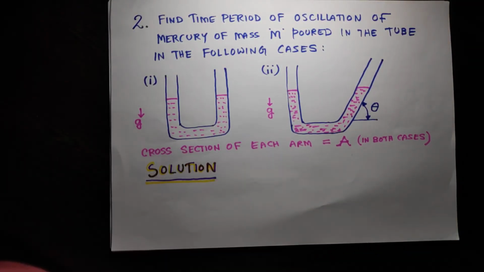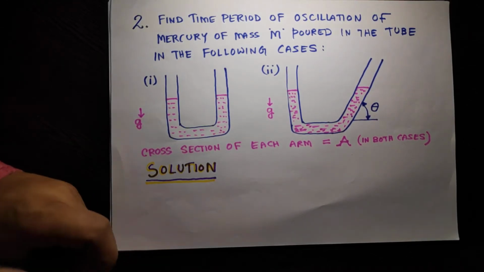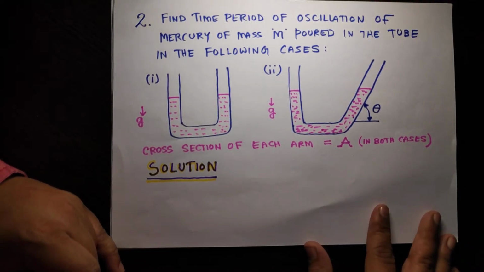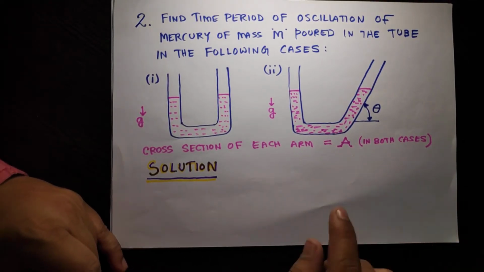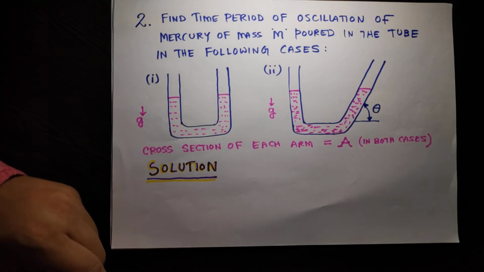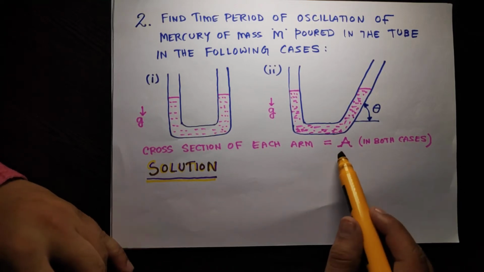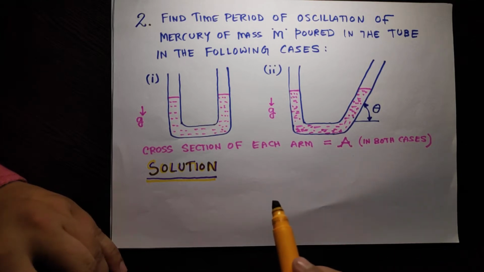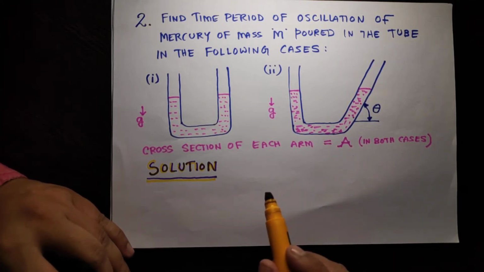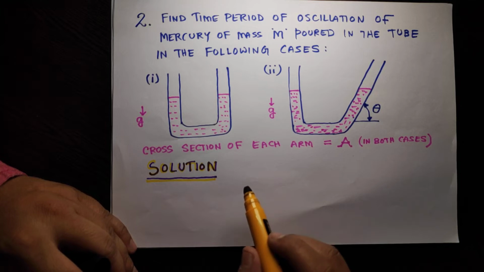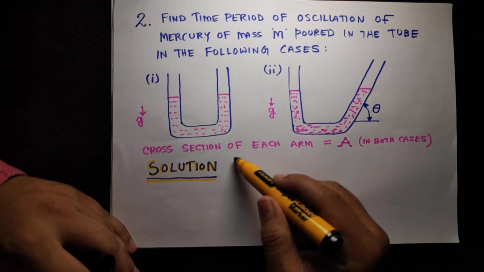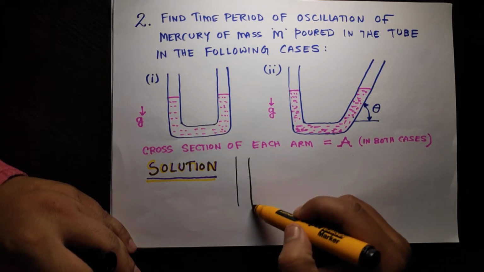Let's go to the second problem. Here it is given, find the time period of oscillation of mercury of mass m poured in the U tube. Both the arms have the same cross section A. It's given here that the cross section of each arm is equal to A in both cases. Now, solution. Let's look at case 1.